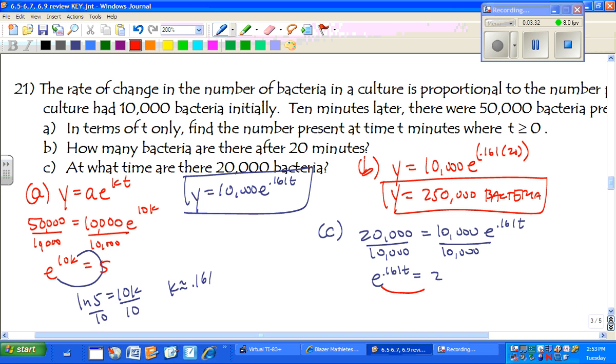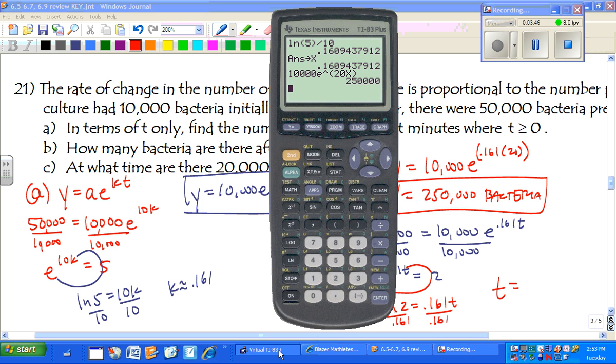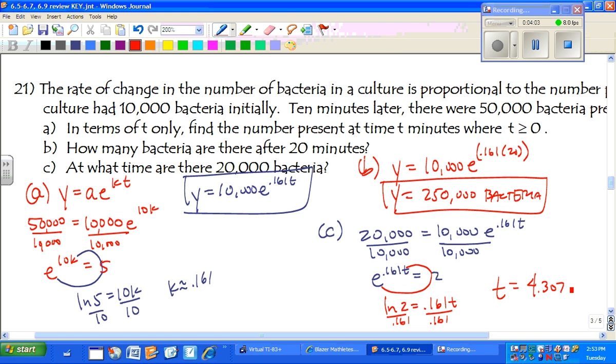So now to solve for t, we're going to take the natural log of 2, and that's equal to 0.161 t. So we're going to divide by 0.161, but again, we want to use the whole value that we got earlier. That's why we stored it for x. So we're going to take natural log of 2, close the parentheses, divided by x. And you should get 4.31. Rounded to 3 decimals, 4.307. And we're talking about minutes in this problem.